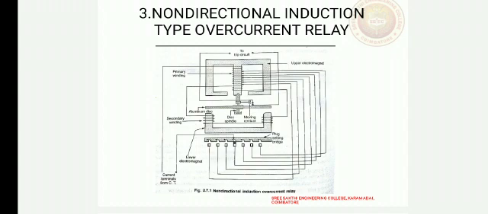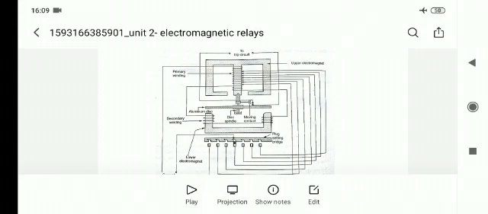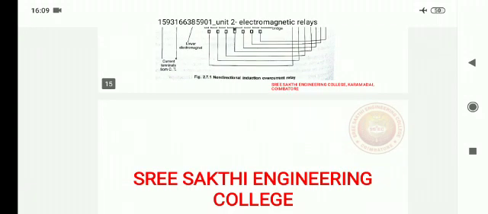Under normal operating conditions, the restraining force is more than the driving force, hence the disc remains stationary. Under fault conditions, when current becomes high, the disc rotates through the preset angle and makes contact with the fixed contacts of the trip circuit. The trip circuit opens the circuit breaker, isolating the faulty part from the rest of the system.